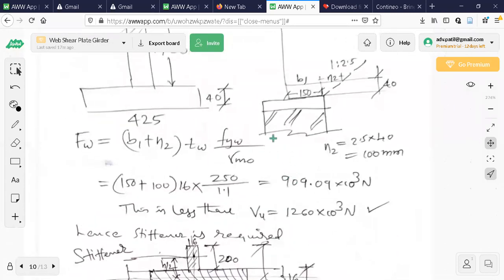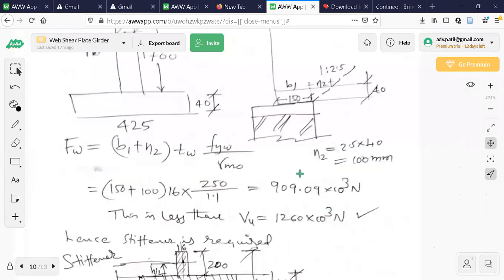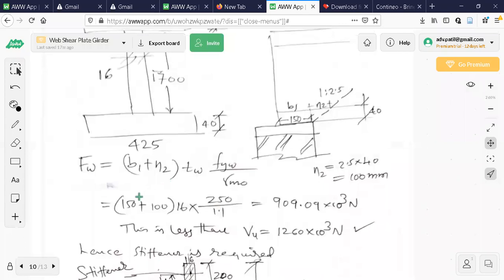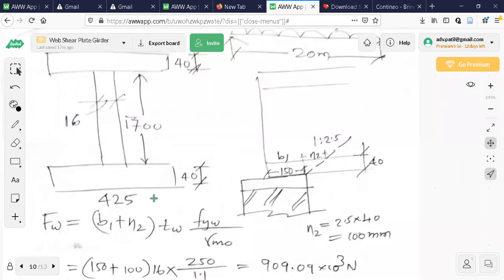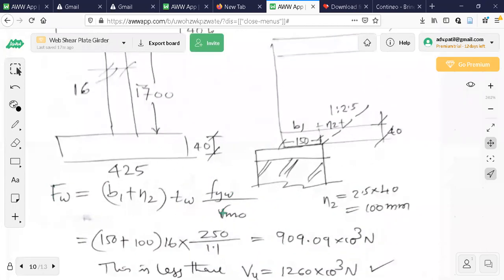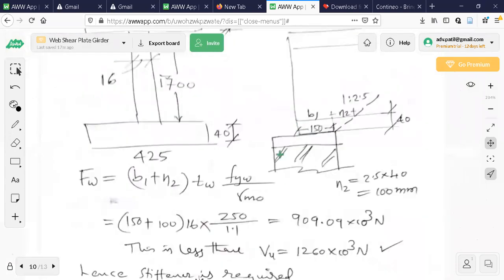Now I have to check whether, without a stiffener, this plate girder is able to resist or not. If without a stiffener the plate girder is capable of resisting 1260, I don't have to provide an end stiffener. That is what you have to check. To check it, you use this formula here. Already this has been explained: you need to draw this figure with all dimensions. This has been explained, how to check for shear. In that problem this was more. In this problem it will be less than VU, WL by 2.